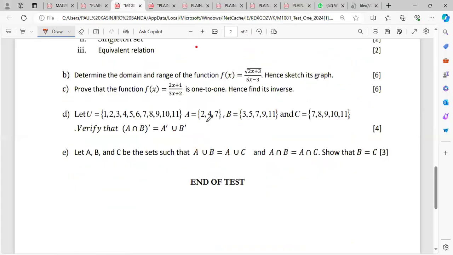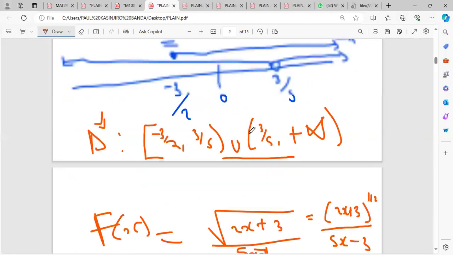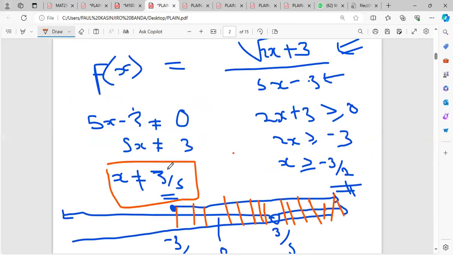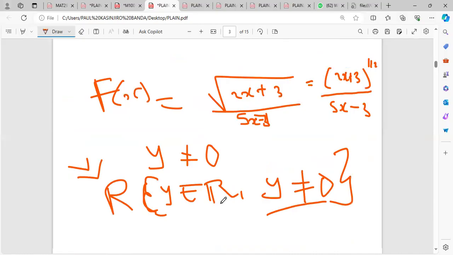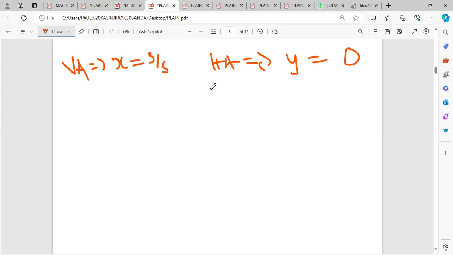Then they're saying, hence sketch the graph. Sketching the graph is not hard as long as you have the horizontal asymptote and the x value that we said should never be equal to 3/5, which is our vertical asymptote. To graph this, we need the vertical asymptote, which is x equals 3/5, and our horizontal asymptote, which we found just now: y equals 0.